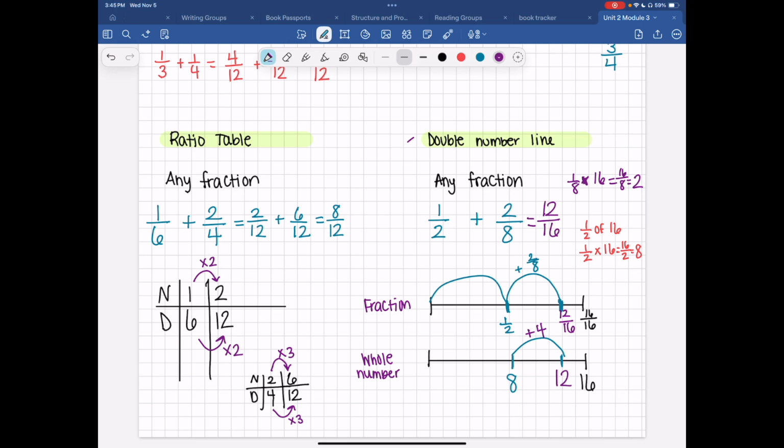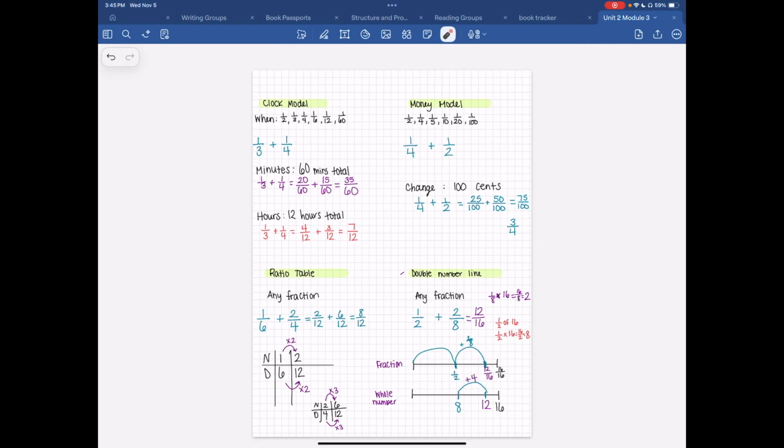You know, that one also involves a lot of steps. Personally, my favorite would be the ratio table. All right, now that you have seen all the 4 different ways, let's go ahead and jump into your homework.